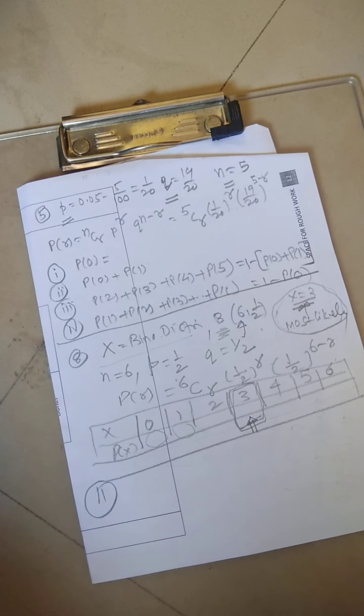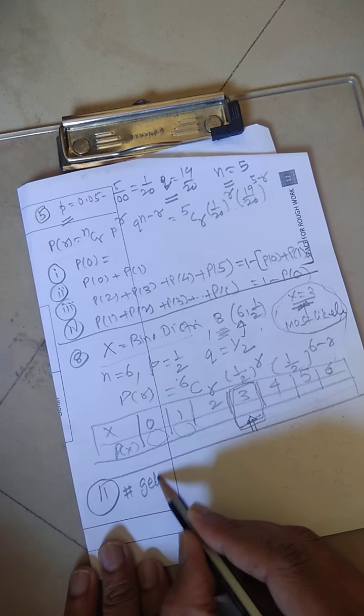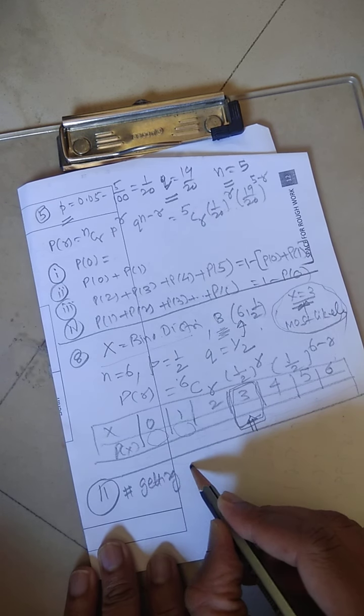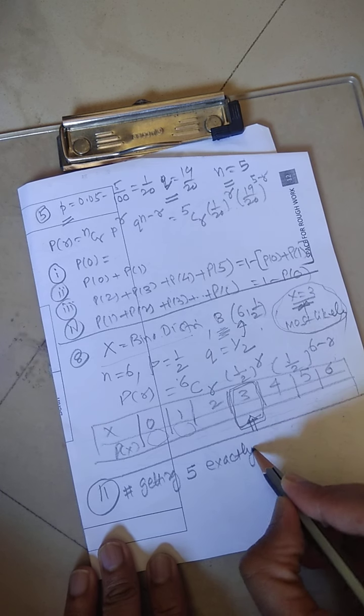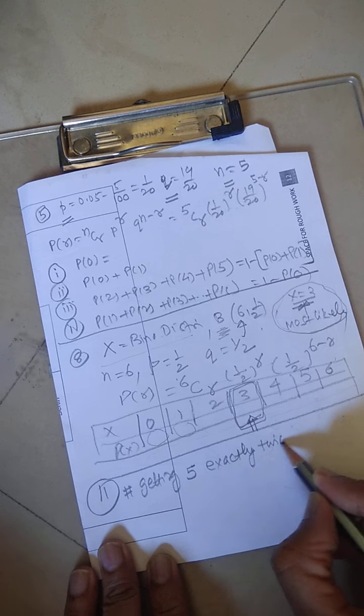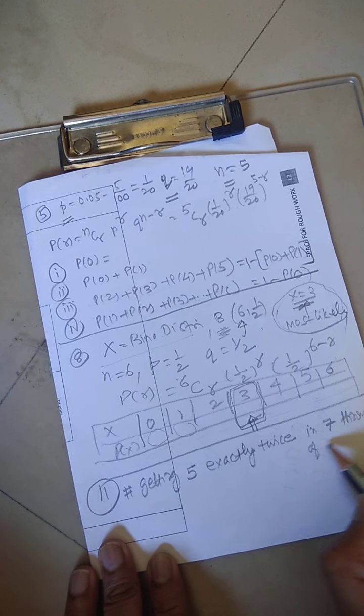Now I am reading question number 11. Find the probability of getting 5 exactly twice in the throw of a die. I am writing that statement: getting 5 exactly twice in 7 throws of a die.